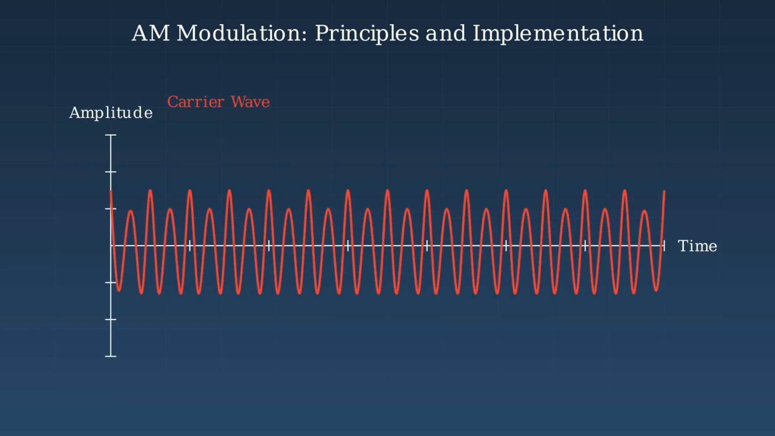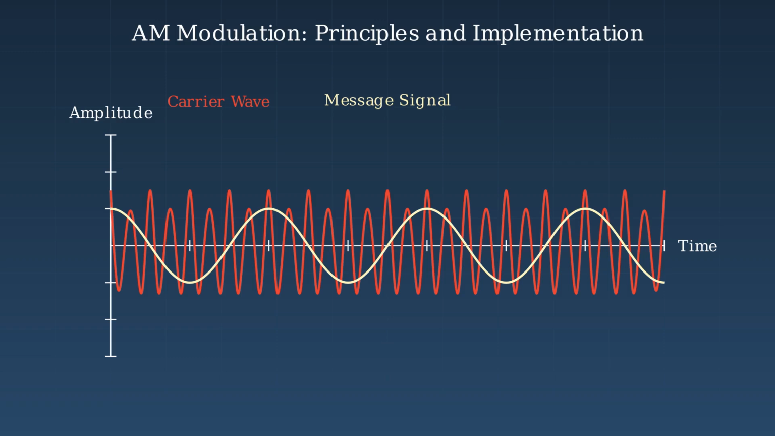Let's first look at our carrier wave. This is a high-frequency sinusoidal signal with constant amplitude and frequency. Next, we have our message signal. This is the information we want to transmit, typically at a much lower frequency than the carrier.